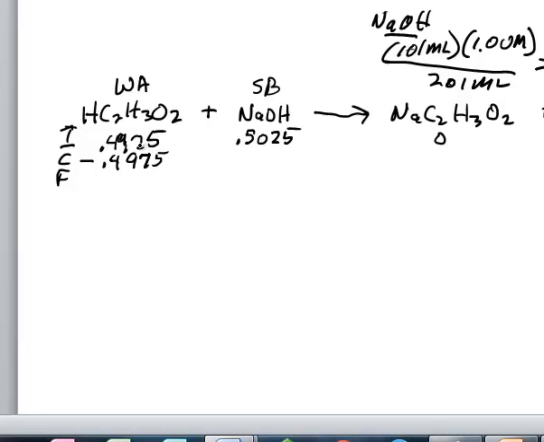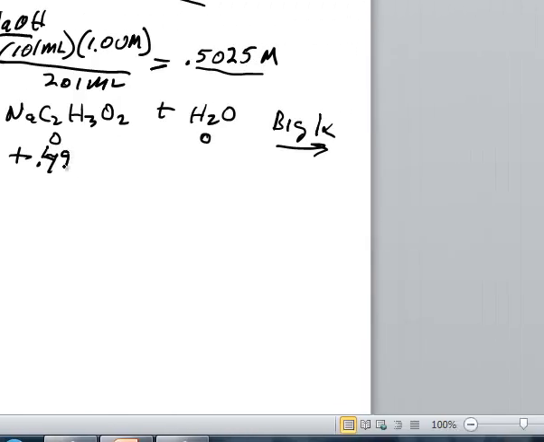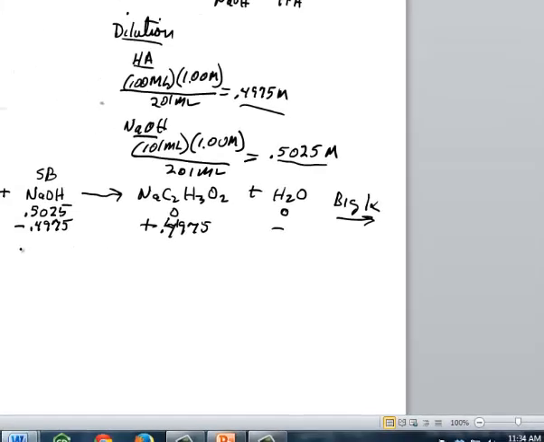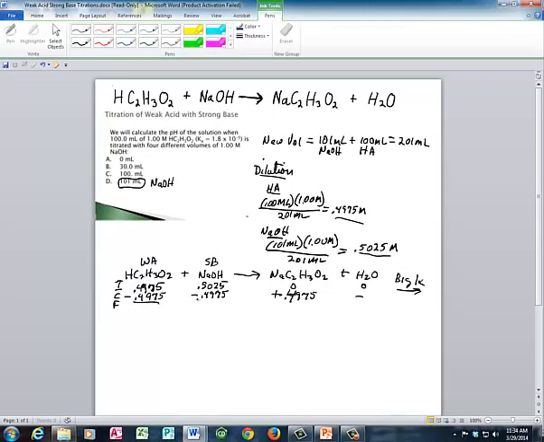0.4975, that's a 7 by the way, 0.4975 minus 0.4975, and every time we lose 0.4975 of our acetic acid and 0.4975 of our sodium hydroxide, we make 0.4975 molar of our sodium acetate, our conjugate weak base. We also make a little bit of water, but we don't care. So let's go ahead and add up our initial and our change line. We're going to have 0.4975 molar of our sodium acetate.